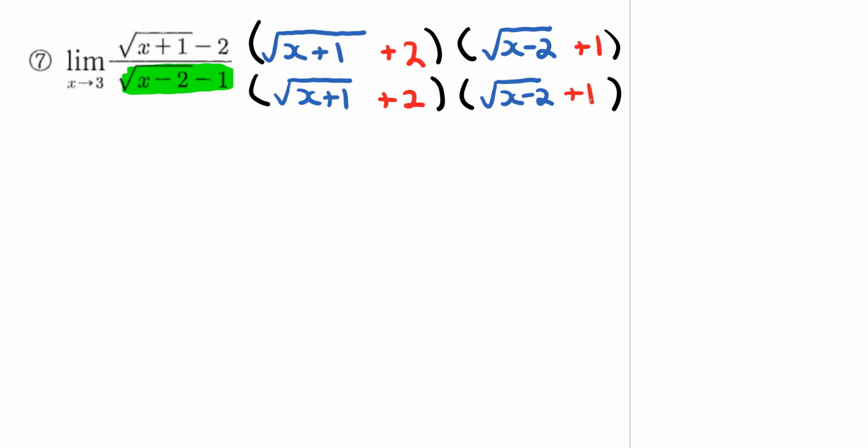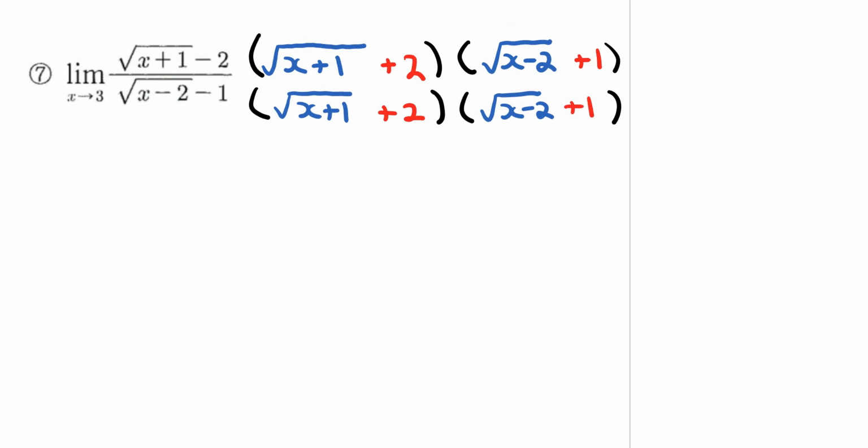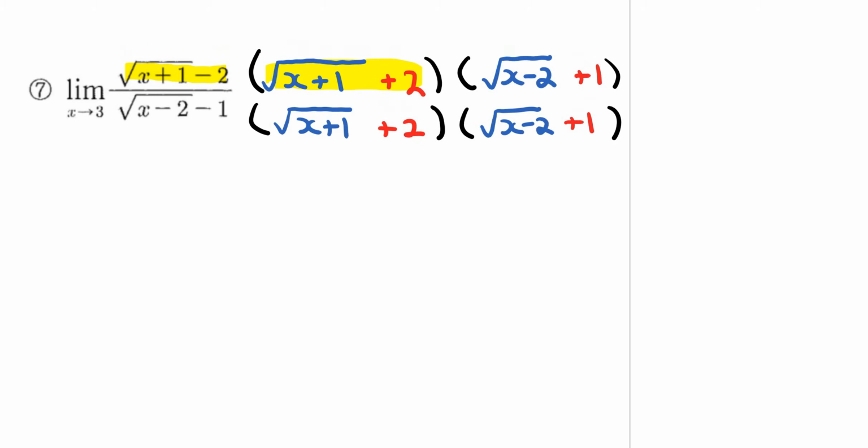Alright, so kind of a weird problem here because we're multiplying by the conjugate 2 times. And we've got to be very careful with our algebra steps here. Okay, let's see if we can multiply this by this. This one's not too bad. So this times this is going to be just x plus 1. And then if I multiply the negative 2 by the positive 2, I get negative 4.